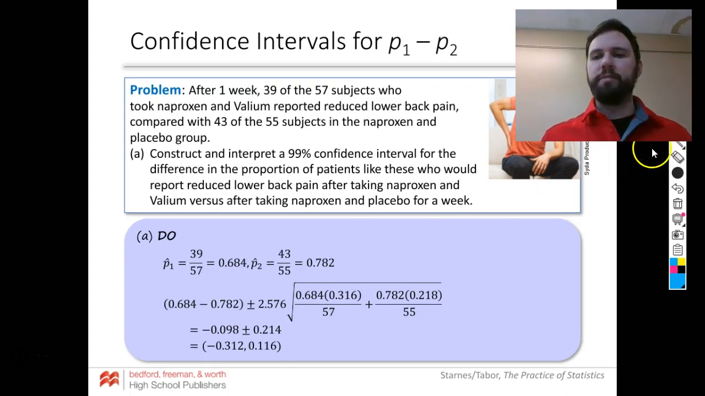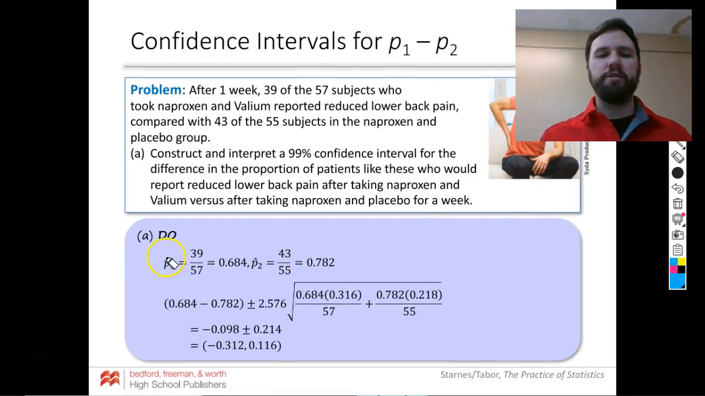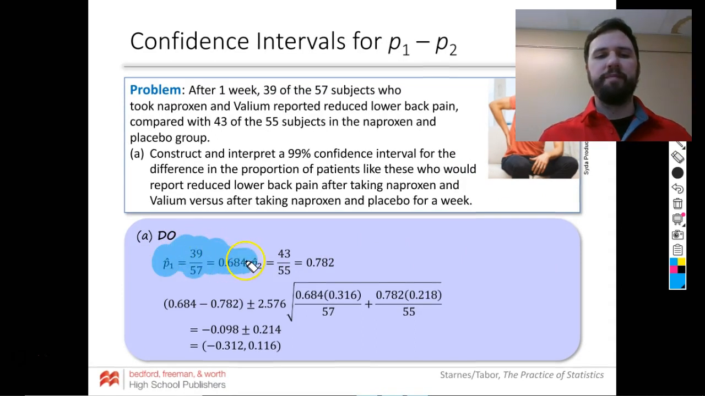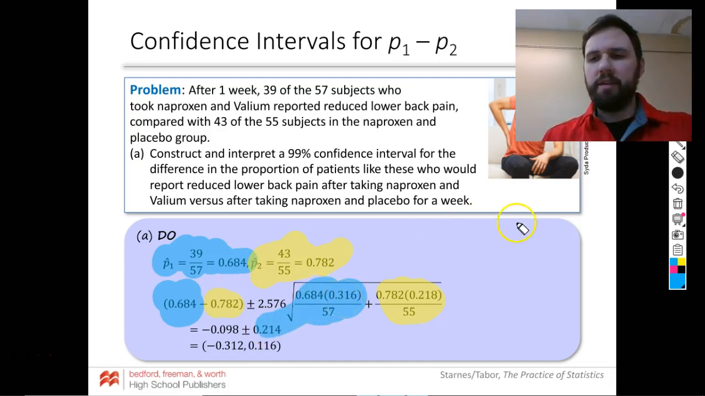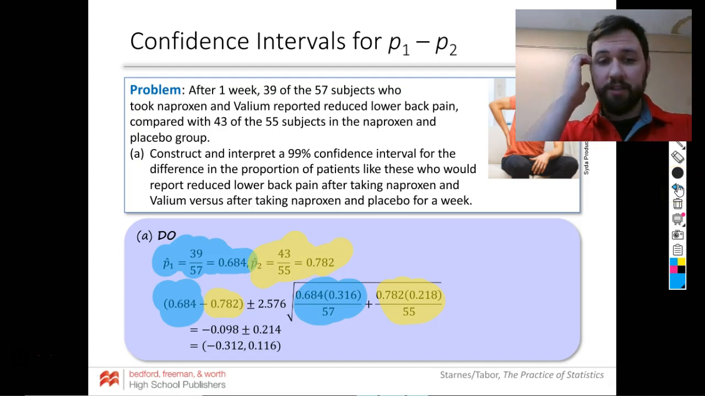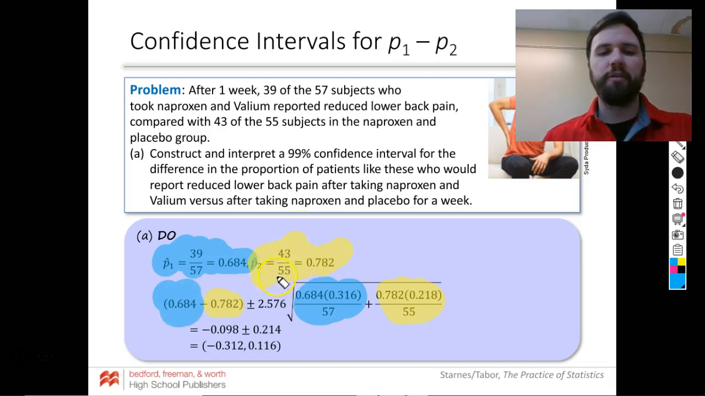Alright, now time for the do. So one of the first things I'm going to do is find my proportion of each, right? So P1 and P2, right? So P2 goes here, P2 goes here, P1 goes here, P1 goes here, right? So my proportion of the first group I put in for my P1, proportion of my second group I put in for P2. I'm going to add or subtract.